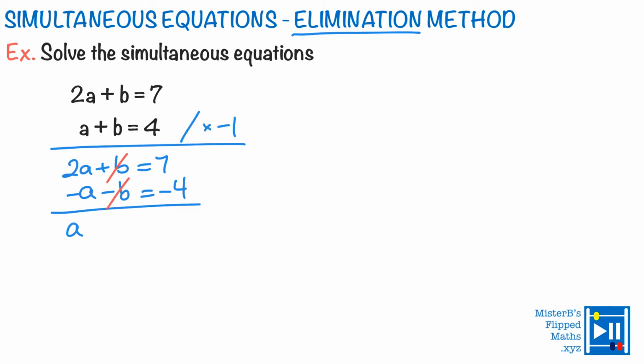So one of the unknowns is gone. And here it is 7 plus minus 4, meaning 7 minus 4, which is 3. So I found the value of a.